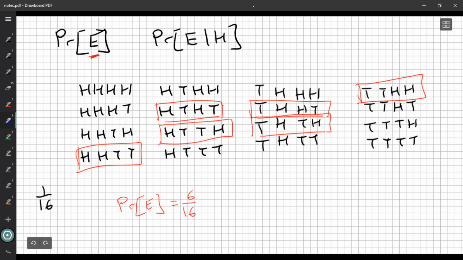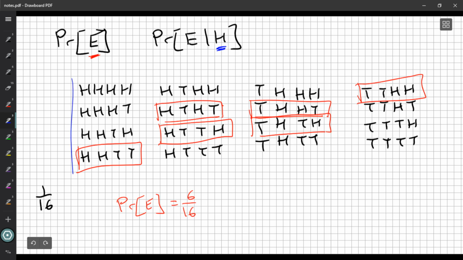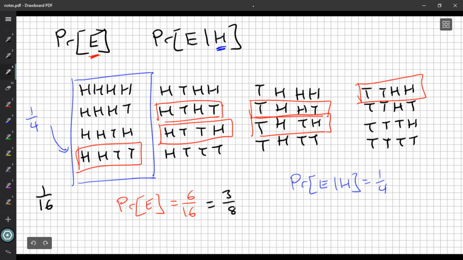Now what we're going to do is identify the ones in event H. These are the ones where the first 2 coin flips are both heads. Conveniently, that's just the first column here. Now, if we restrict to this sample space, we see only 1 out of these 4 is in our event E. So the probability of E given H is 1 out of 4, whereas if we simplify the 6 out of 16, we get 3 out of 8. These are different probabilities, so they are not independent.